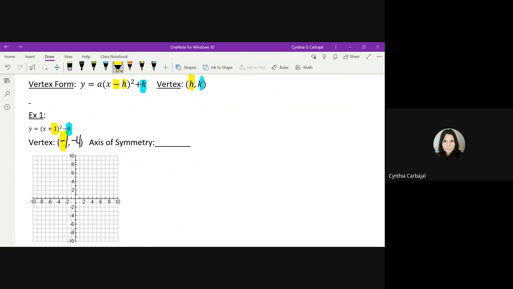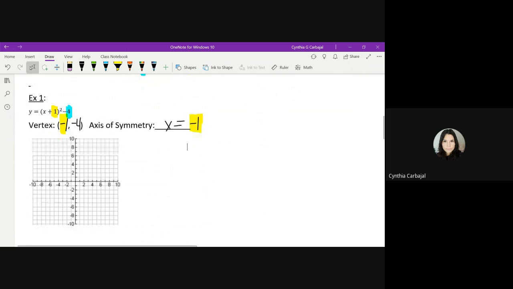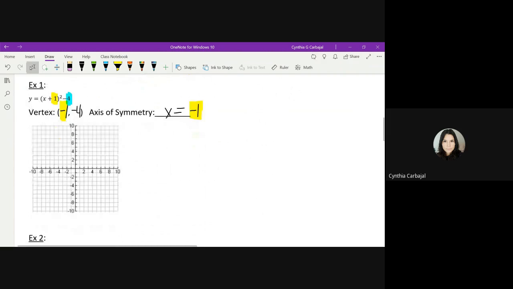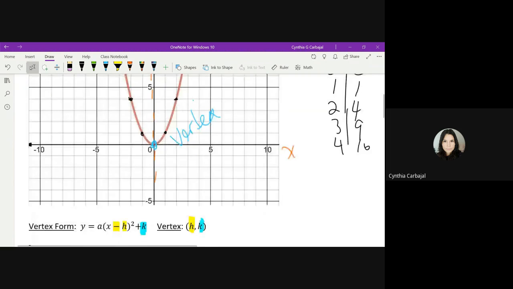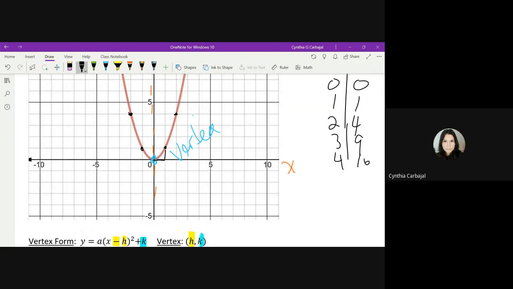And then our axis of symmetry is just whatever the x value is for the vertex. The x value of the vertex here is -1, so the axis of symmetry is x equals -1. And if I want to graph it, the vertex is -1, -4, so it would be down here. And then we know that it would go up 1 and over 1 to the right. I'm just guiding myself with the parent function, right? It goes 1 over and 1 up, and then now it's going to go 2 over and 4 up, and so on both sides.